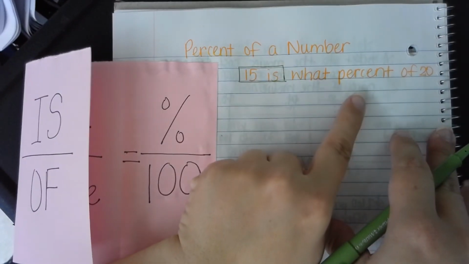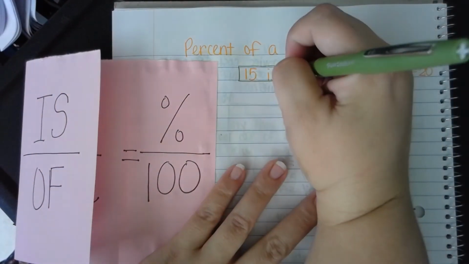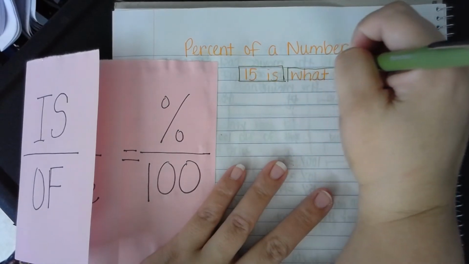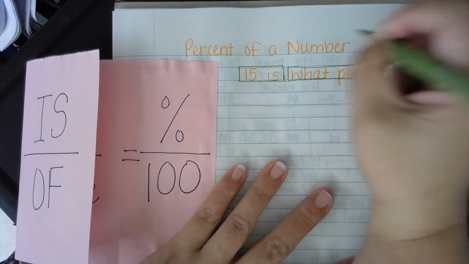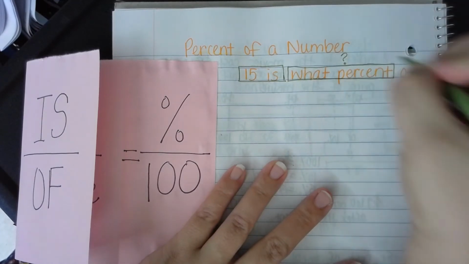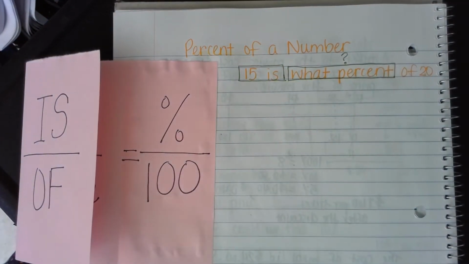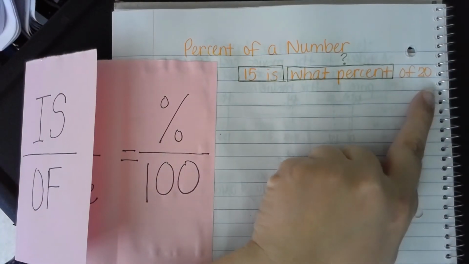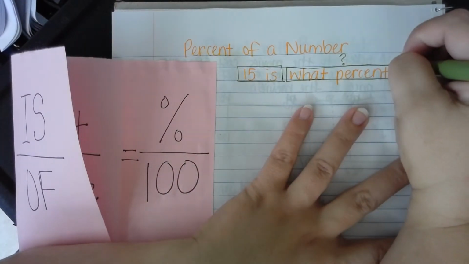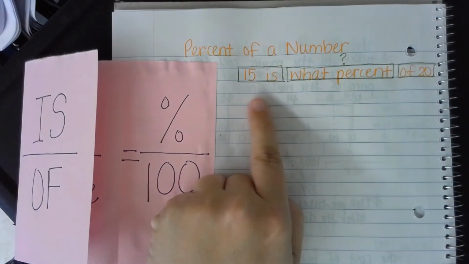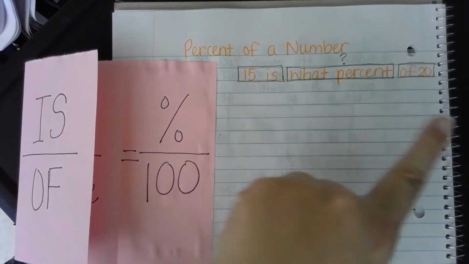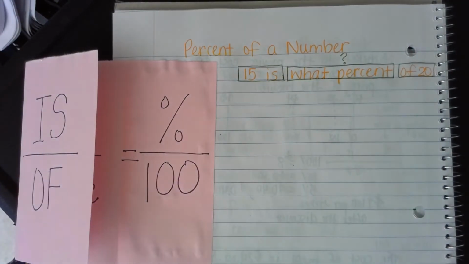What belongs to the word percent? So what percent? The word what indicates that that's the unknown. This is what we're going to be looking for. So I'm going to put a question mark over it. Okay? Of 20 means that of belongs to the word 20. Okay? So 15 is what percent of 20?